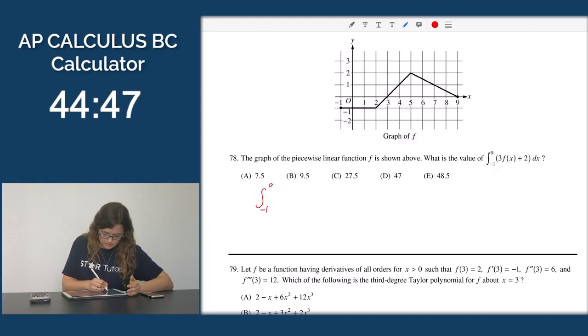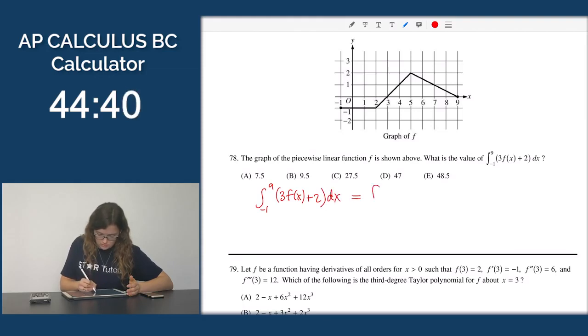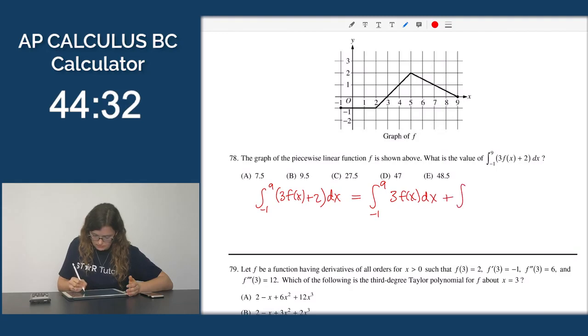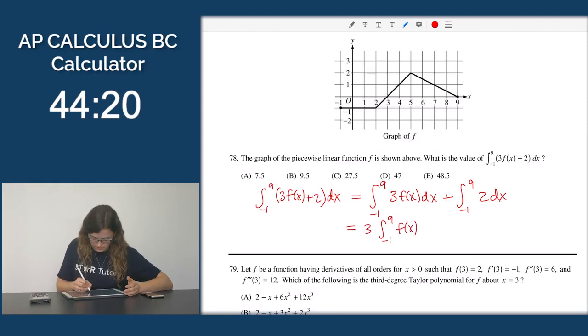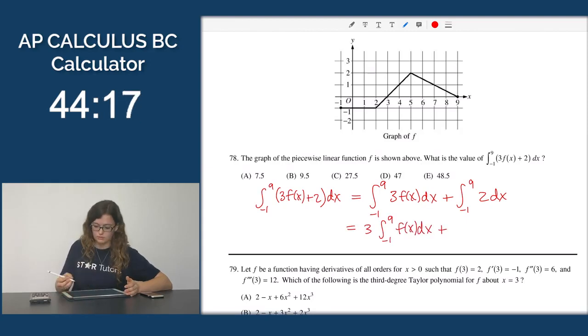So I'm going to split this up, this 3f of x plus 2 dx. First, I'm going to split it into 2 integrals, the sum of 2 integrals. So negative 1 to 9 of 3f of x dx plus the integral from negative 1 to 9 of 2 dx. And then I'm going to take the 3 out of the first integral, since that's a constant. So I have 3 times the integral from negative 1 to 9 of f of x dx plus, and then I can just evaluate this. So the integral of 2 is 2x. I evaluate that from negative 1 to 9.